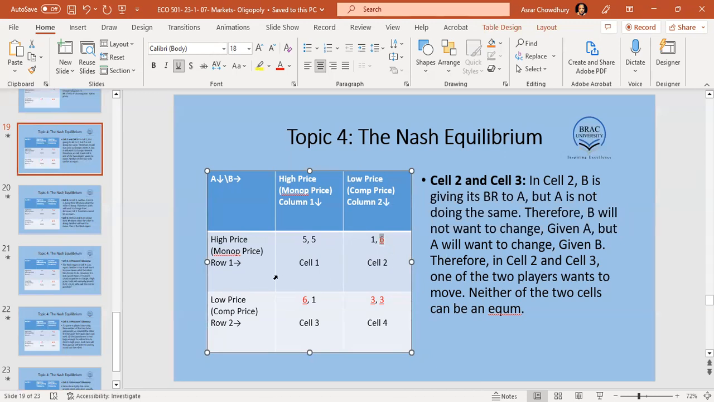So if we look at cell 1, neither A nor B is happy, so both of them want to change, it cannot be equilibrium. If we look at cell 2 and cell 3, in cell 2 B is happy, A will want to change, no equilibrium. Cell 3, A will not want to change, B will want to change, this can also not be equilibrium. But look at cell 4, দুইজনই best response দিচ্ছে, that means this must be the equilibrium. Is that clear?